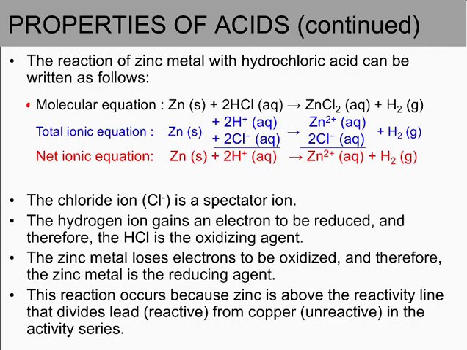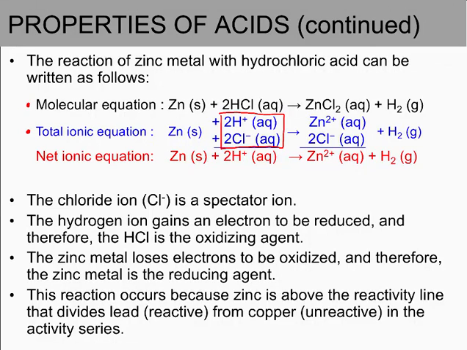But then we can also write what's called a total ionic equation. So zinc is a solid, so we just leave it as is. But then hydrochloric acid is aqueous, which means that it can be divided up into its ions here. And in fact, we saw previously that when hydrochloric acid is added to water, it dissociates into hydrogen ions and chloride ions. So we can write those as two separate entities in solution.